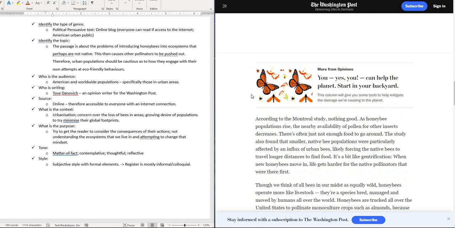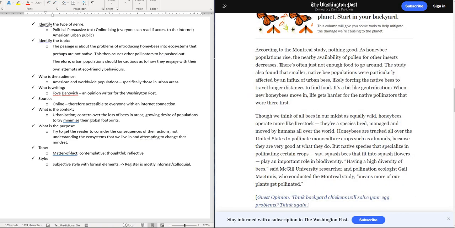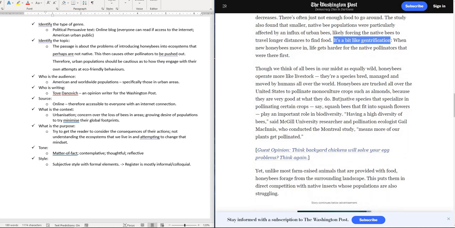So we continue, we can find other things. There's just not enough food to go round. We can see the native populations are being affected by the influx of urban bees. We see that simile that I pointed out earlier on. We can see honeybees are tucked all over the United States. So they're ubiquitous, meaning that you find them everywhere.